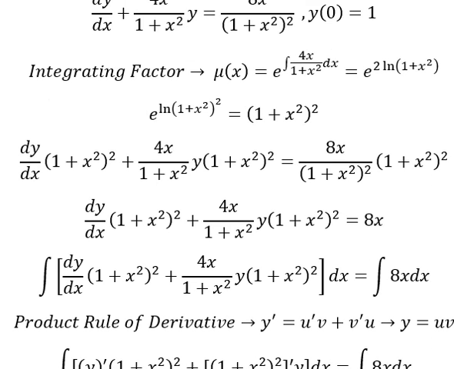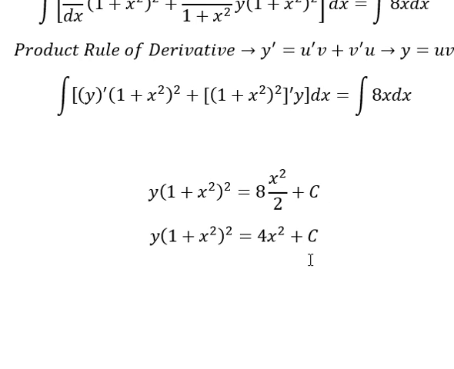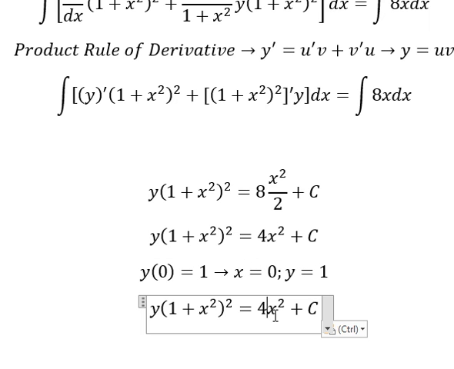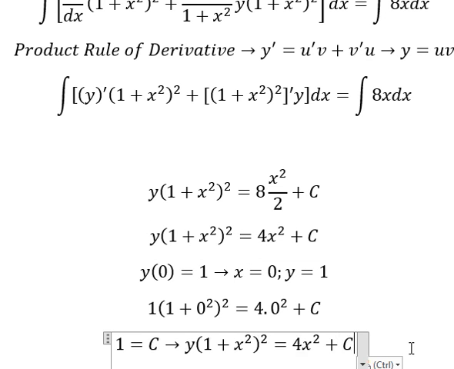Now we have the conditions. That's this one. That means when s equals 0, y equals 1. So we put 0 in here, 0 in here, 1 in here, and now we simplify and you get 1 equals c, and now we have the final answer. So we change c into 1.